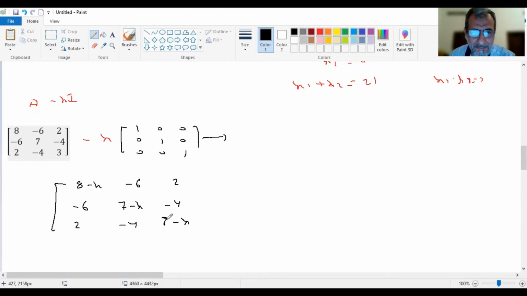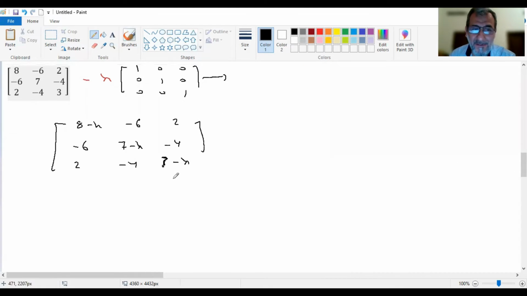Again, to find the eigenvalues of this matrix, lambda is an eigenvalue if and only if the determinant equals 0. That means the determinant of this matrix equals 0, then the lambdas are eigenvalues. That's how to find them. How do we find the determinant of this 3 by 3 matrix? We have more than one method. We can repeat the first two columns.